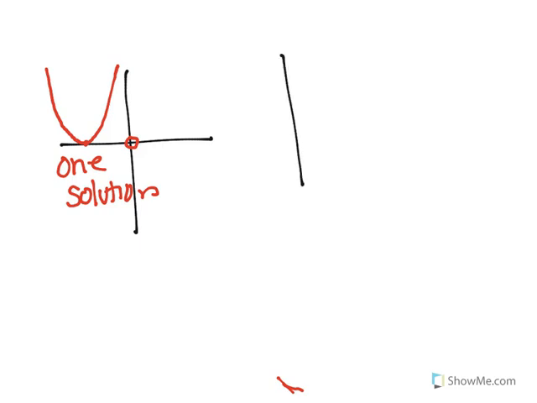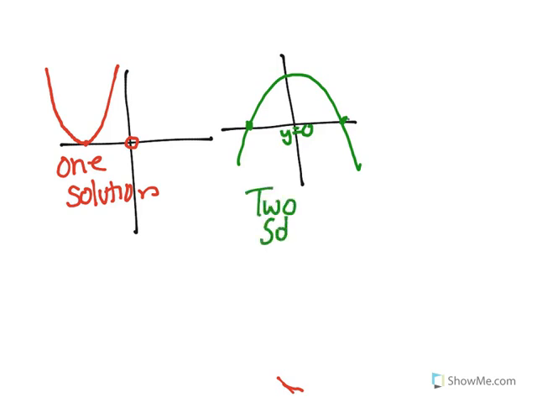Now what if I had a quadratic equation that looked like this? What if it went upside down and it hits right here and right here? Again, this is where y equals 0, because all along the x-axis is where y equals 0. And so we have two solutions on that one because it crosses the x-axis in two places.